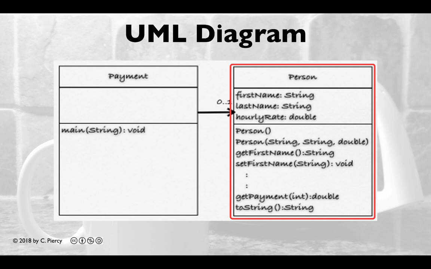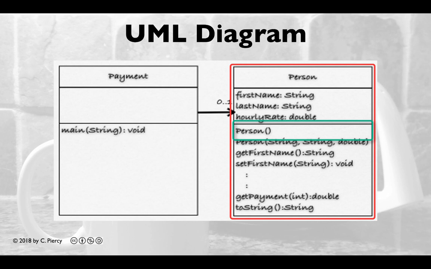In general, a class diagram is a blueprint for what we want to create. So we can see that so far we have created three of the items on our list: the first name, the last name, and the hourly rate fields. Next, let's work on the constructors. As you can see, we're going to have two constructors. One called person that takes no arguments, the second called person, but with three arguments.